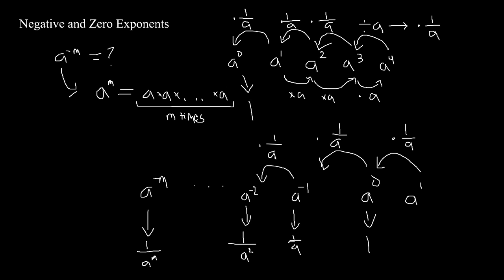So that's why a to the 0 is defined as 1 and a to the negative m is defined as 1 over a to the m.